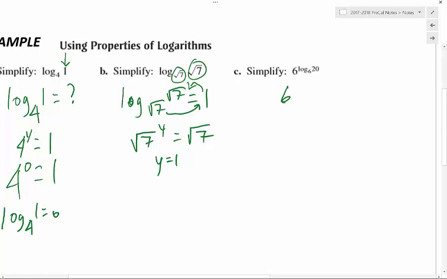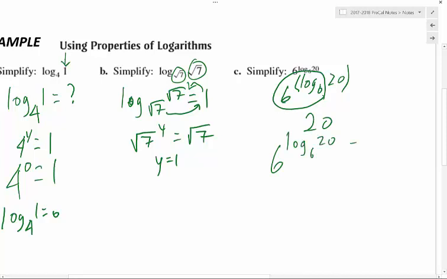I have 6, and it's raised to the log base 6 of 20. Well, these cancel out because I have an exponent being raised to the log of the same base, so the base is the same as the exponent. So my answer just becomes 20. So 6 to the log base 6 of 20 equals 20.